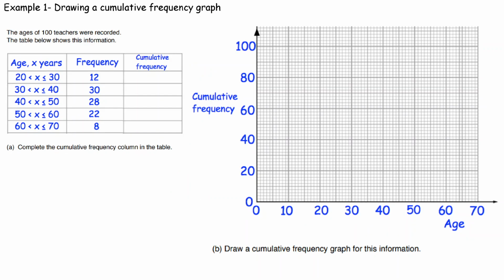Okay, let's get into our own one. Right, so part A says complete the cumulative frequency column in the table for part A. So it's just saying, let's go and fill in these values here. Between 20 and 30, we've got the first 12 people that go in there.